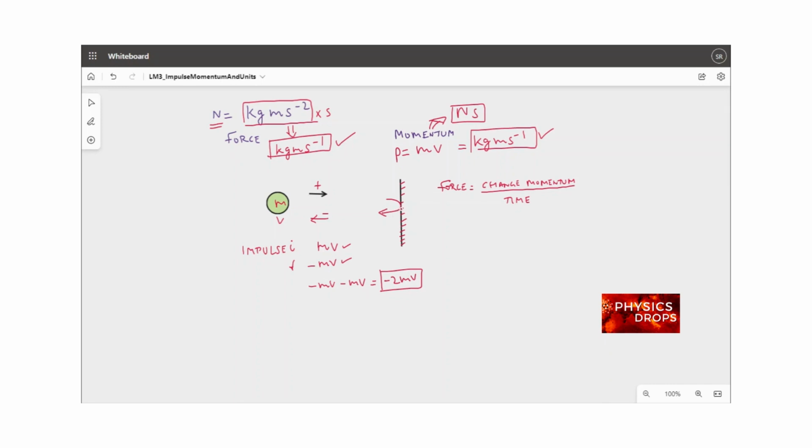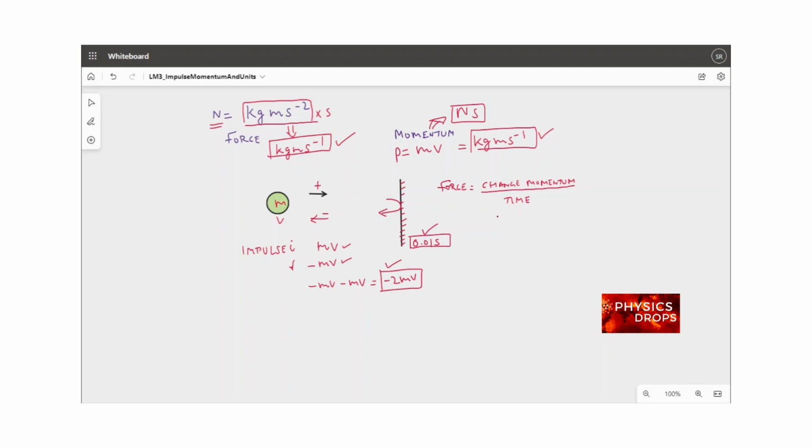That means the time for which the ball was in contact with the wall was probably 0.01 seconds or so, not more than that. In such a small time interval, such a huge change in momentum has been caused, which means the force exerted by the wall on the ball, because we know that when the ball hits the wall, the wall also exerts a force on the ball, is huge. And because the force is so huge, it is able to bring about such a big change in momentum in a small fraction of time.